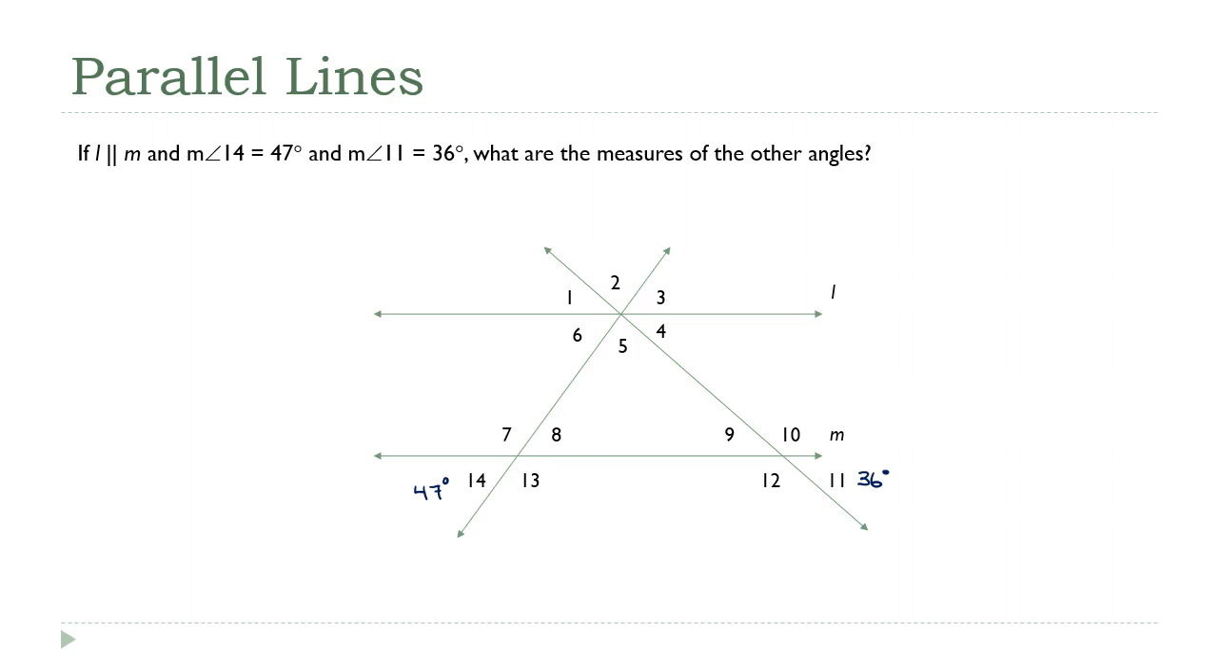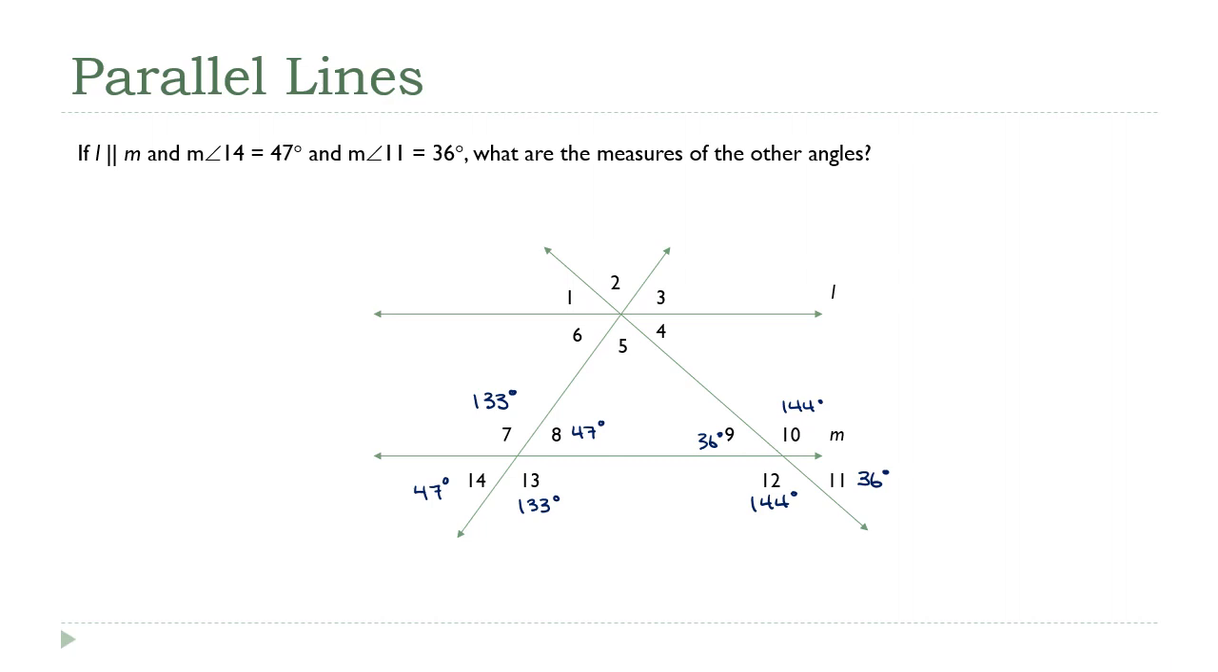Well, based on those same supplementary relationships, 11 and 12 are supplementary, which means 12 is going to be 180 minus 36. That's 144 degrees. Similarly, angle 13 and 14 are supplementary. So 13 is going to be 180 minus 47, which is 133 degrees. All right, so now I can kind of walk around both of these circles, right? Because 8 and 13 are supplementary. Angle 8 is 47, and angle 7 and 8 are supplementary, so 7 is 133. And we can do the same thing down here with angles 9 and 10. Angle 10 is 144, and angle 9 is 36.